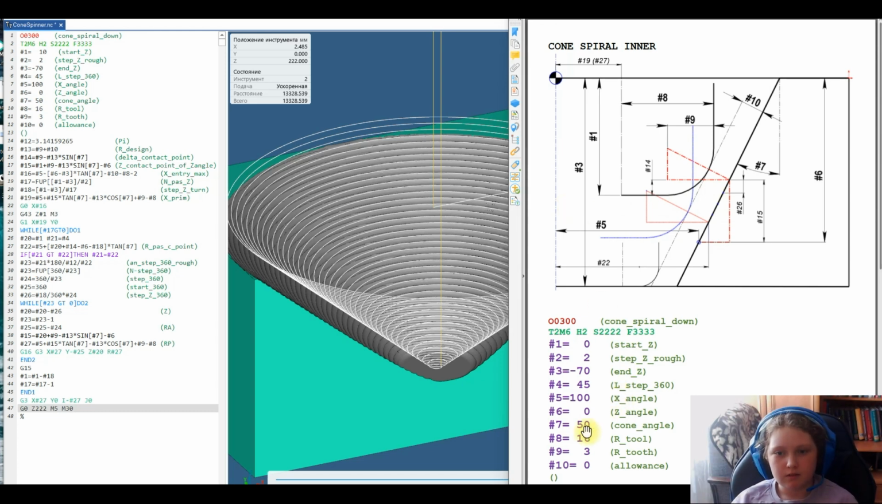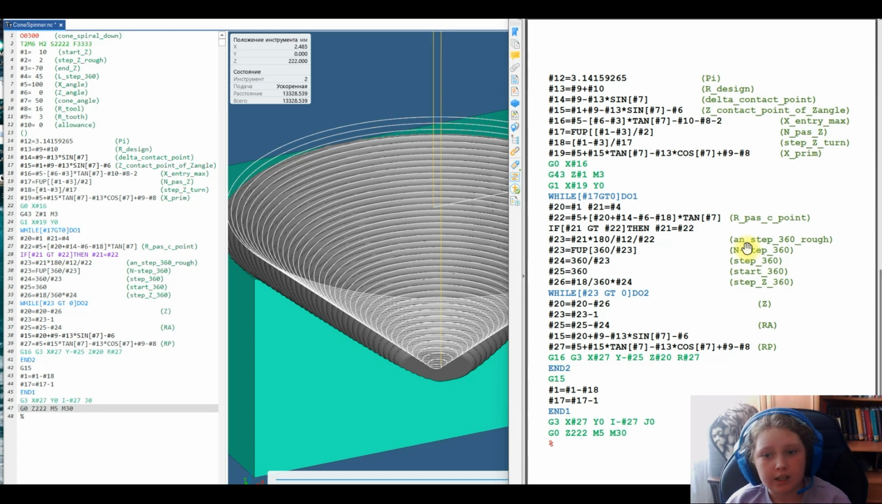Number 7, cone angle. Number 8, 2 radius. Number 9, tooth radius. Number 10, allowance. The allowance goes along the normal, not along the X, but along the normal as shown here.